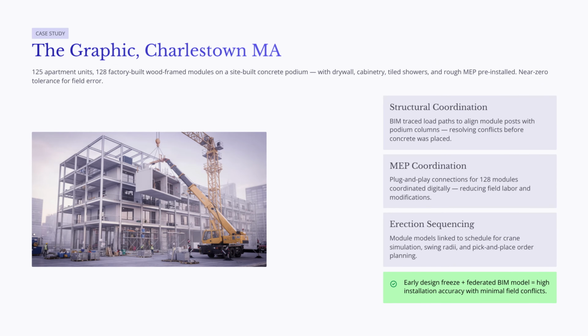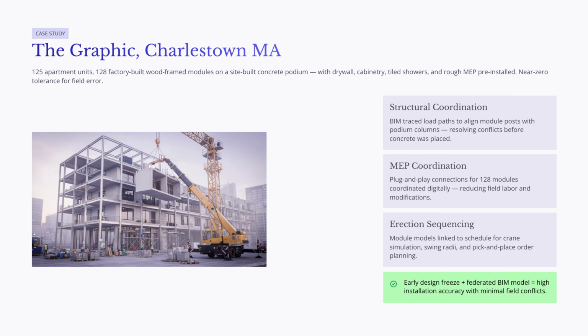The graphic, a residential project in Charlestown, Massachusetts, shows how BIM can support modular construction in a real project setting. The project included 125 apartment units made from 128 factory-built wood-framed modules placed on a site-built concrete podium. Many interior elements including drywall, cabinetry, tiled showers, lighting, and rough MEP systems were already installed before the modules arrived on site. Because of this, the project had very little tolerance for field error.